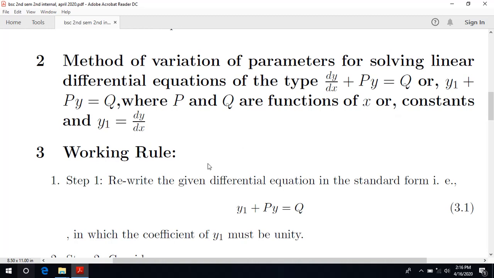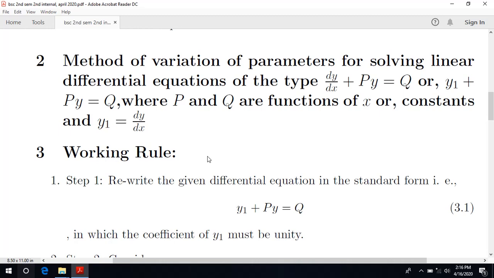Before going into the details of this method, let us also recall briefly what exactly this method is and what is the advantage of this method. Variation of parameters, also known as variation of constants, is a general method to solve inhomogeneous linear ordinary differential equations. So what does it mean? I'm repeating, it is a general method to solve inhomogeneous linear differential equations.